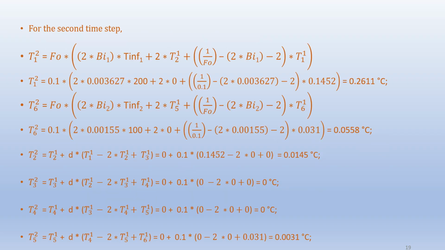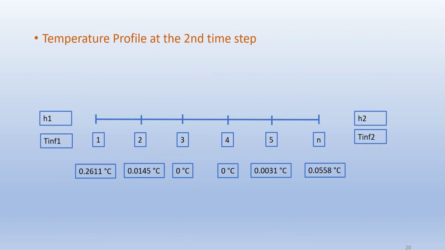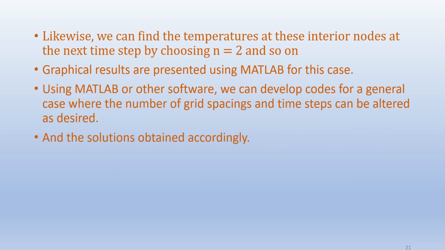We follow a similar procedure for the second time step. We find the boundary temperatures at both ends, and we find the interior node temperatures. And the temperature profile for the second time step is given here. Likewise, you can find the temperatures at the interior as well as the boundary nodes for the next time step by choosing n equals 2 and so on.